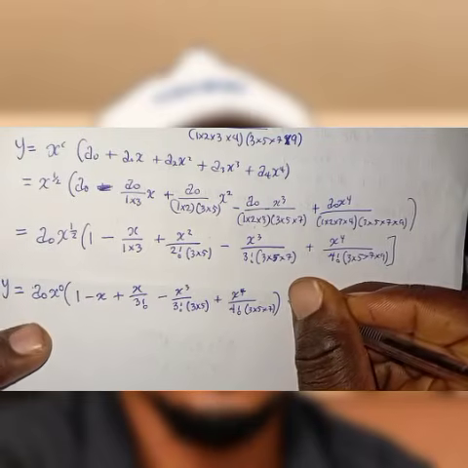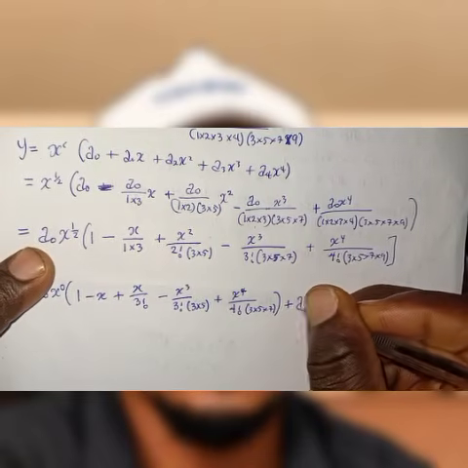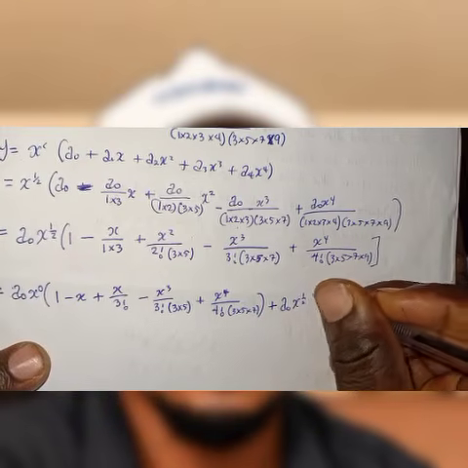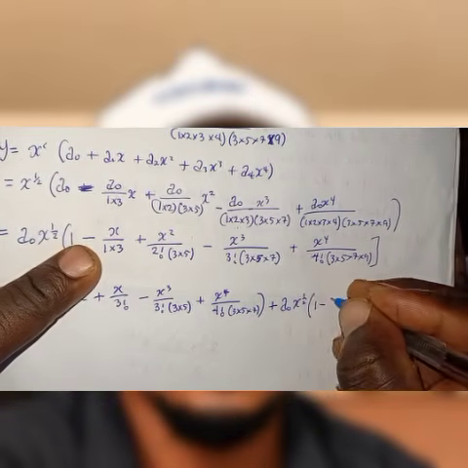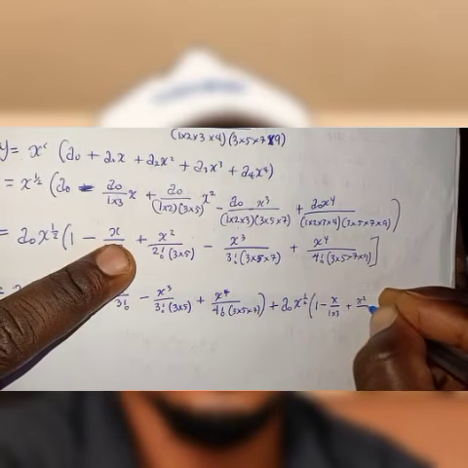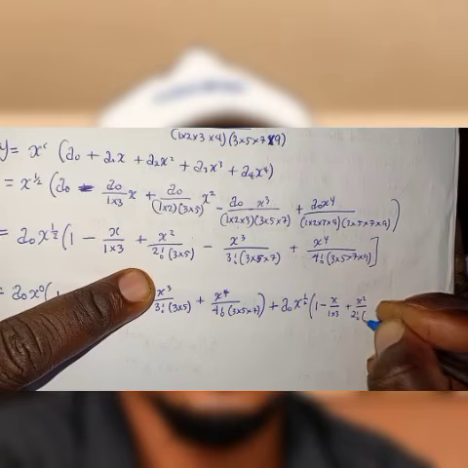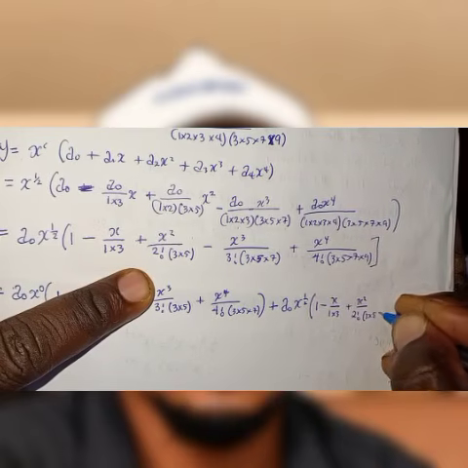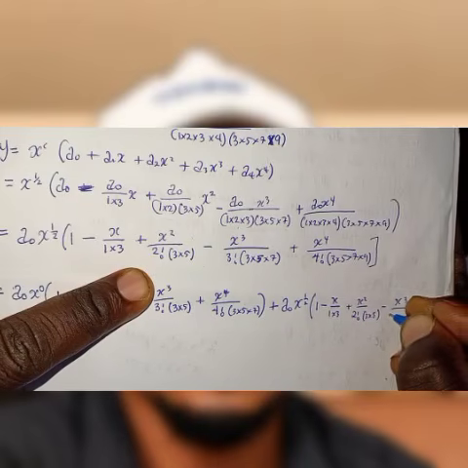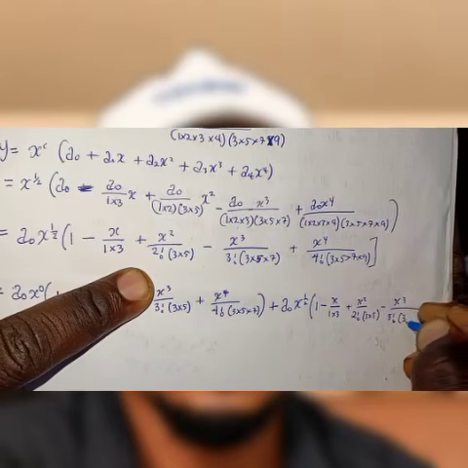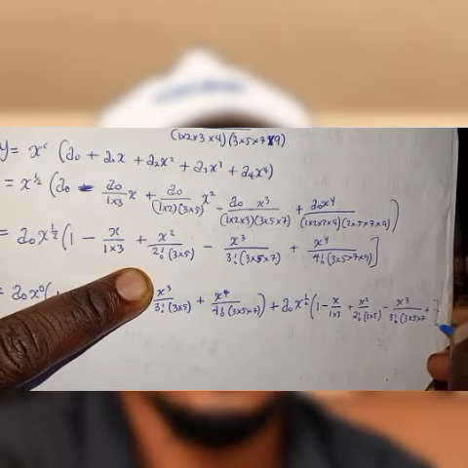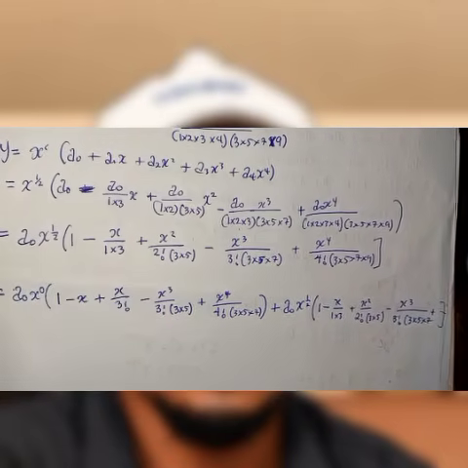Now we need to add plus a naught x raised to the power 1 over 2. So this is 1 minus x over 1 times 3 plus x squared over 2 factorial, 3 times 5 minus x cubed over 3 factorial, 3 times 5 times 7 plus, this is this plus this, you can write it there.